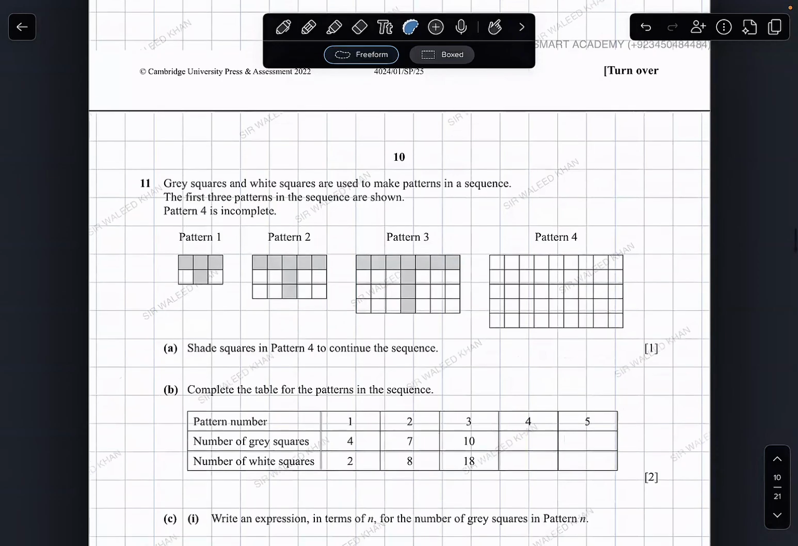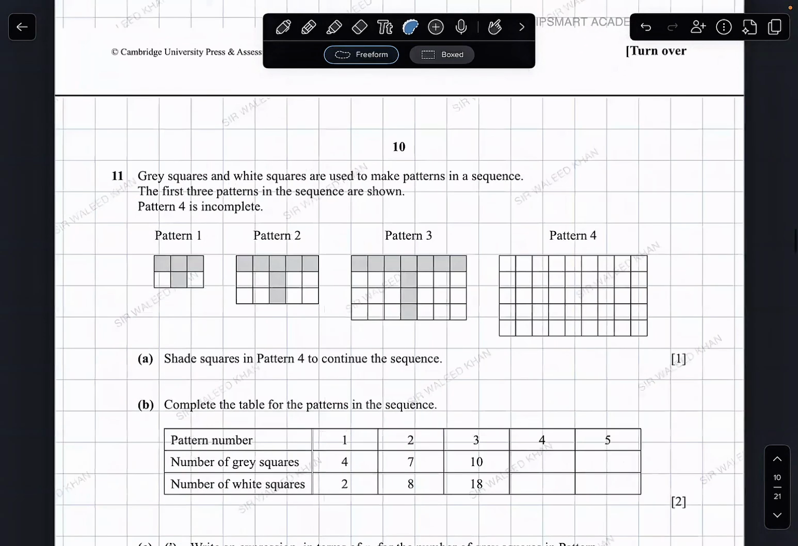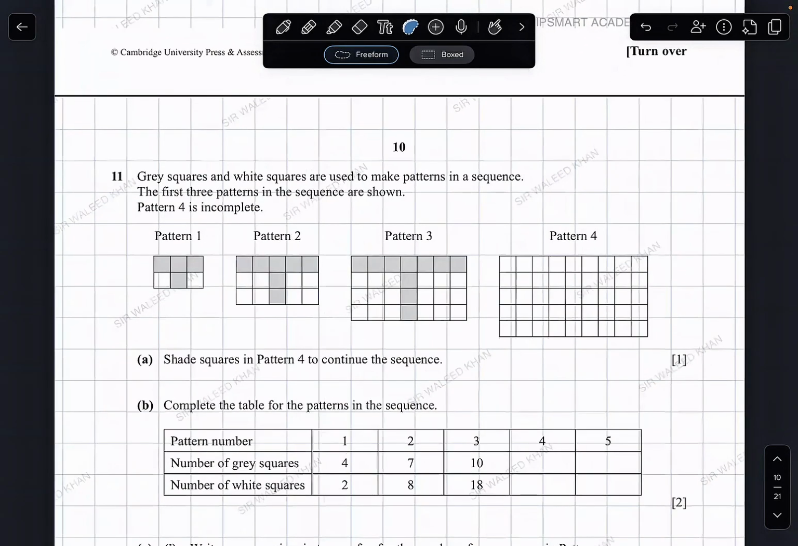So this is question number 11. Gray squares and white squares are used to make pattern in a sequence. The first 3 patterns in the sequence are shown. Pattern 4 is incomplete. So what you can do is look over here, in pattern 3, they are filling the top row. So you can fill that up.